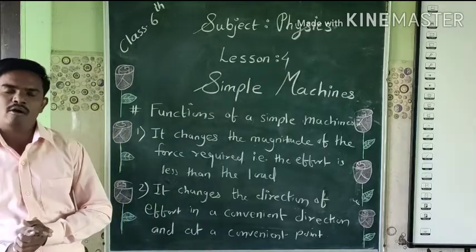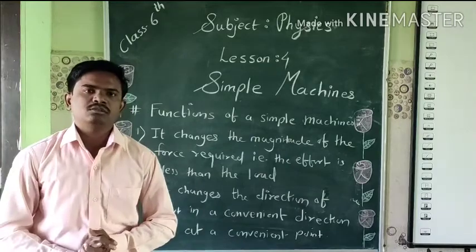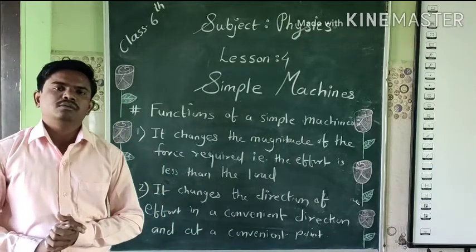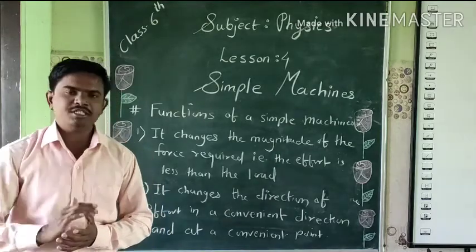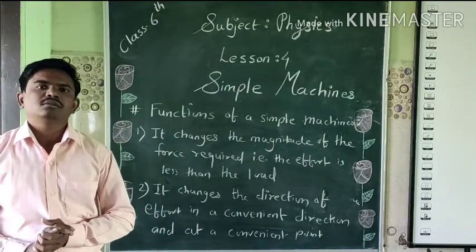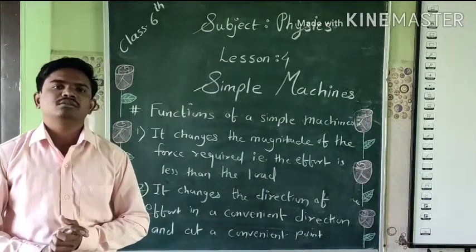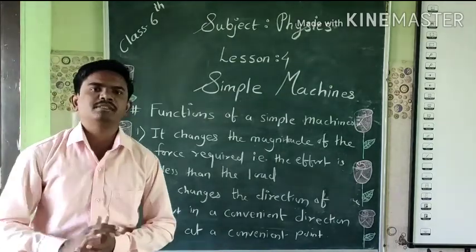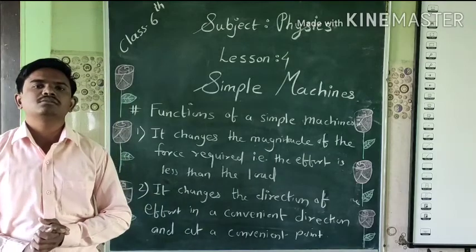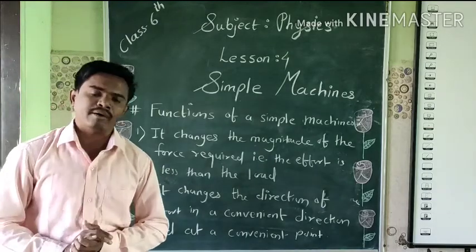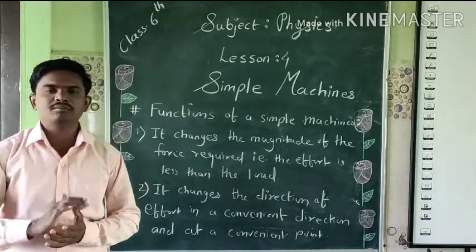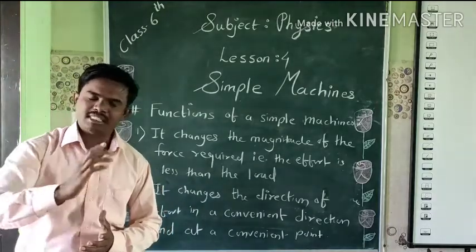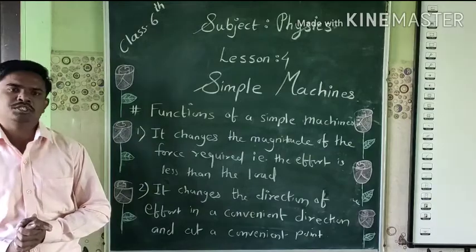So students, I hope you understood the concepts of work done and energy, simple machines and their examples, efficiency of a simple machine, ideal or perfect machine, actual machine, the functions of simple machines and the 6 types of simple machines.